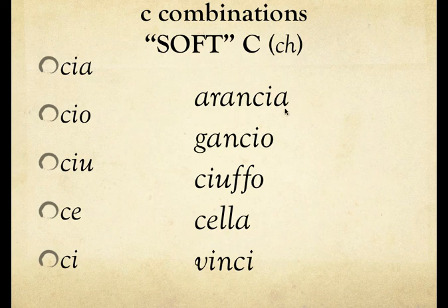Arancia, orange, as in the fruit. Gancio, that's a hook or a link, like in a bracelet. Ciuffo, that means a lock of hair. Cella, which means a cell. Vinci, which means you win.